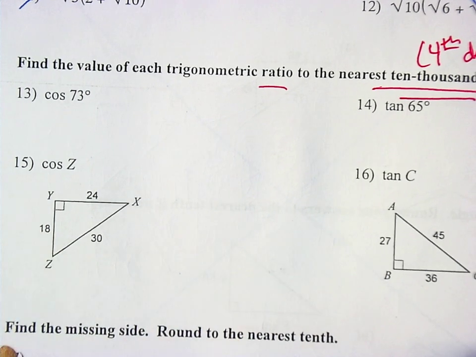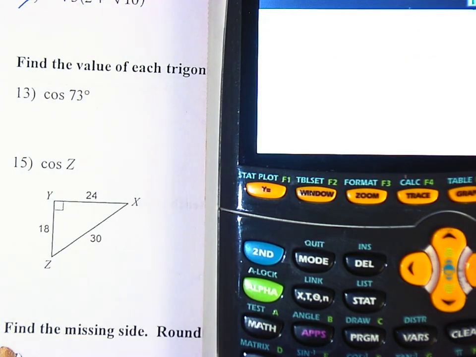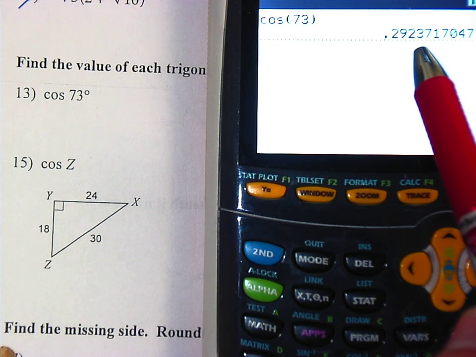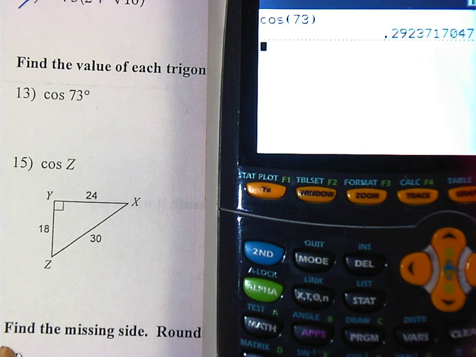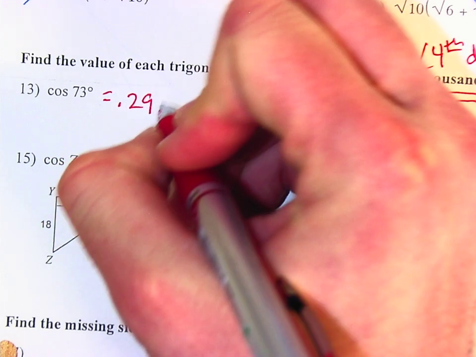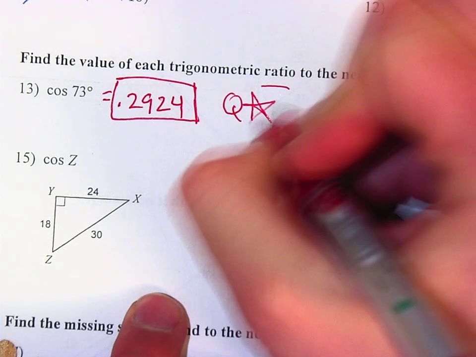So let's look at number 13. If they want us to find the cosine of 73, well, since we have cosine of 73, we know our angle measurement, we can actually go straight to our calculator and just plug in cosine of 73. Well, we get 0.29237. Well, the fourth decimal place is the 3, so I'm looking right next door. The 7 is greater than 5, so I'm going to round up to 0.2924.